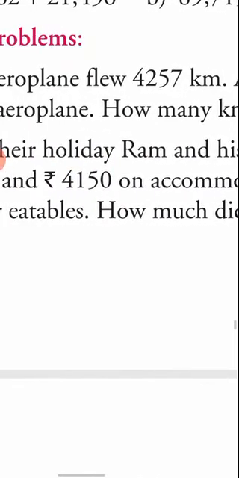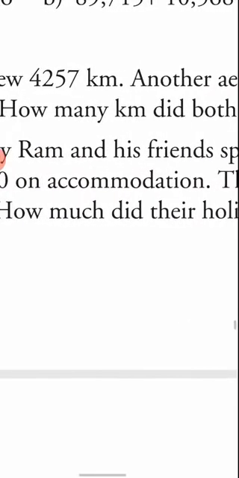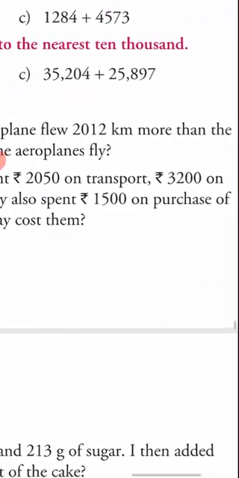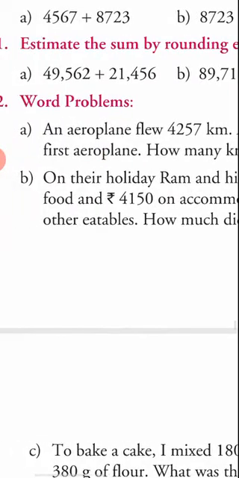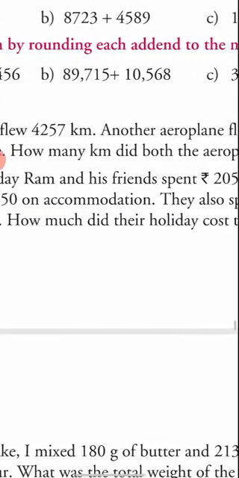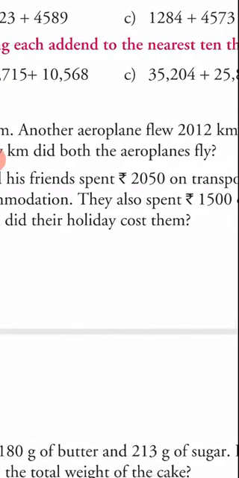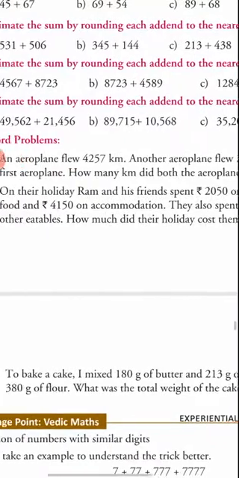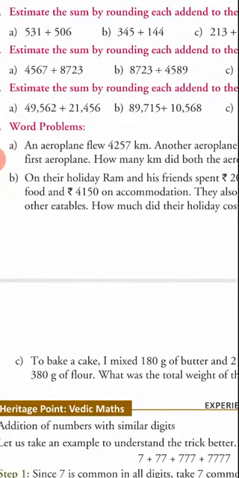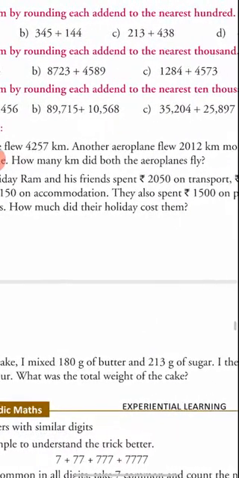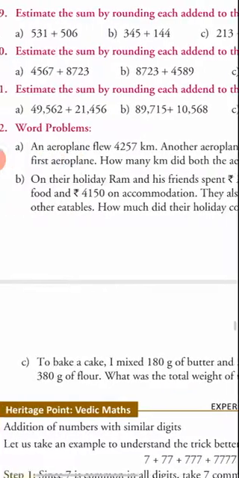So what you will do, the first aeroplane flew 4257, right? Another aeroplane flew 2012 kilometer more than the first aeroplane. So how many kilometer did both the aeroplanes fly? So what you will do in this, you just have to add the numbers and you will get the total kilometer which both the aeroplanes fly, right?